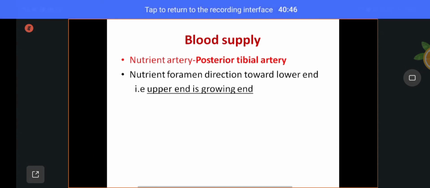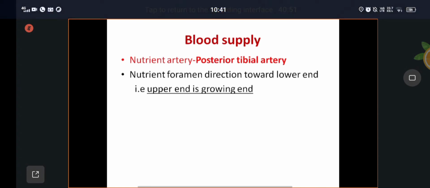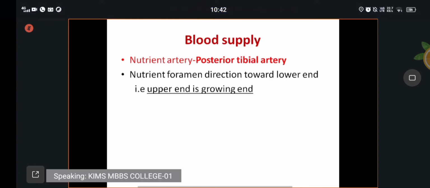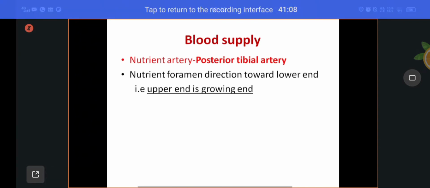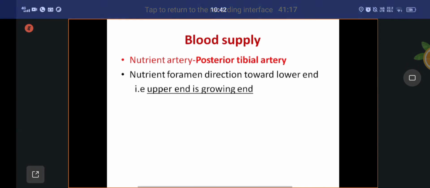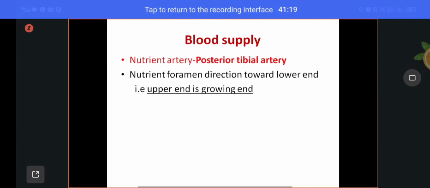Like the brachial artery divides into radial artery and ulnar artery, here also the femoral artery becomes popliteal and then divides into anterior tibial and posterior tibial. The posterior tibial artery supplies the nutrient artery to the tibia. The tibia has the largest nutrient foramen. Once again, I repeat, the largest nutrient foramen is present in the tibia. Because of this, the largest nutrient artery is from the posterior tibial artery.